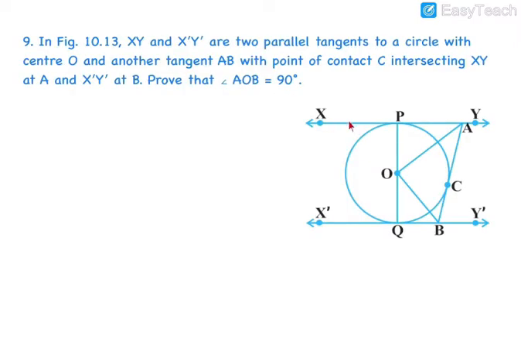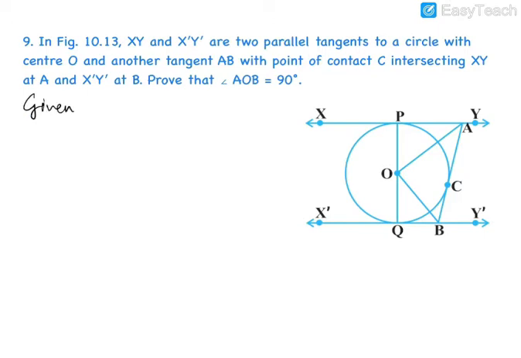In figure, XY and X'Y' are two parallel tangents to a circle with center O, and another tangent AB with point of contact C intersecting XY at A and X'Y' at B. Prove that angle AOB is equal to 90 degrees.